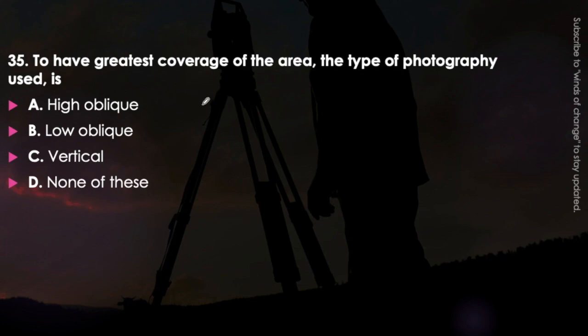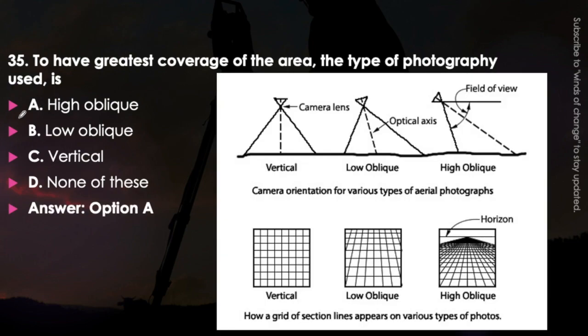Next question. To have the greatest coverage of the area, the type of photography used is high oblique, low oblique, vertical or none of these. Just think about it. The type of photography that will be used for greatest coverage of the area. We have already seen the types of photography. So what will be the correct answer? It will be high oblique. We have already seen that in case of the high oblique photograph, the coverage area will be maximum.